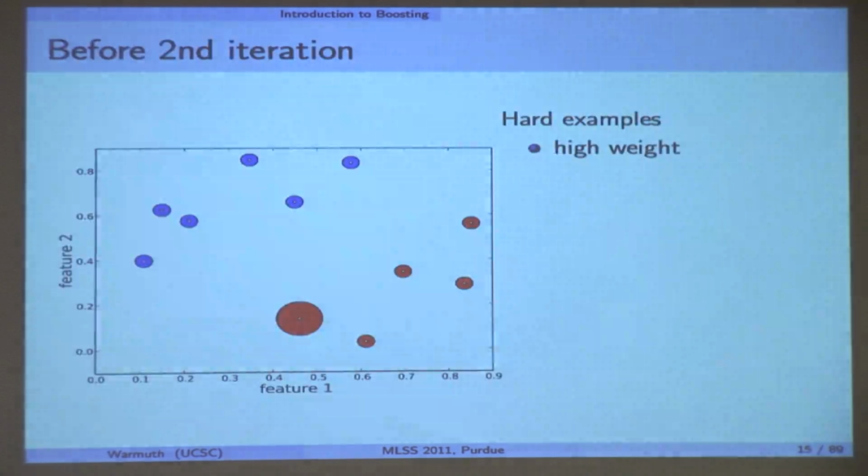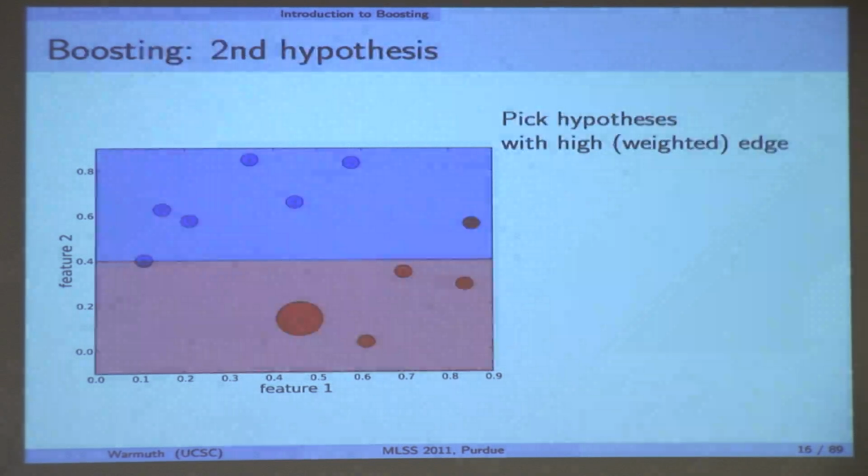This is what it looks like before the second iteration. The oracle is always provided with a weighted combination of the examples. Again, the weights are the size of the points. After the first iteration, this one is fat. Now, the new weak learner that I pick most likely will get that one right. So the new weak learner is this.